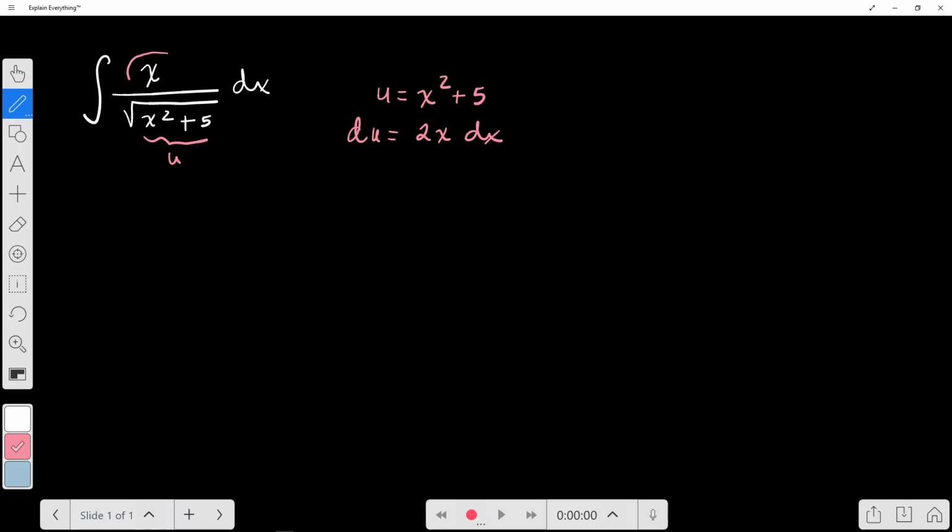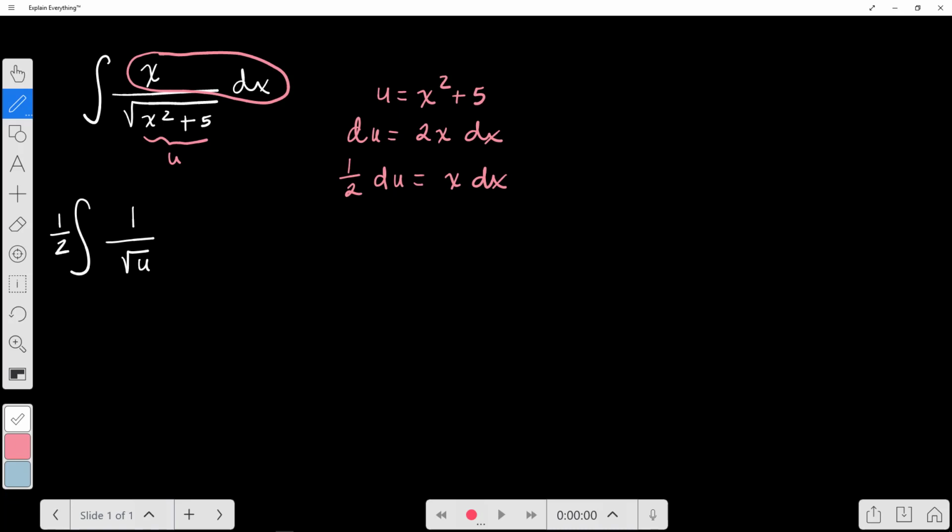And it looks like I just have an x dx. I don't have a 2. No problem. Divide 2 on both sides, and I get exactly the leftover, the x dx. So this becomes 1 over the square root of u, and then the 1/2 du gets substituted. All right, so I have 1/2.